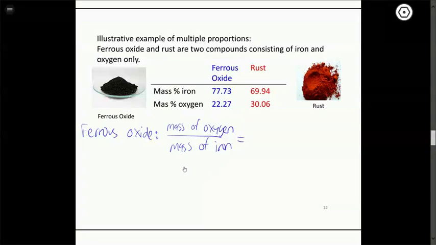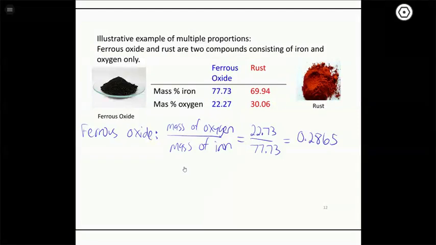And so for ferrous oxide, that's 22.27 divided by 77.73. So when we divide the two mass percents, which are numbers out of 100 grams, this will tell us the ratio of the two elements in the compound, which comes out to 0.2865. What this ratio tells us is, if we used 1 gram of iron, we would combine that with 0.2865 grams of oxygen to make this black compound ferrous oxide.